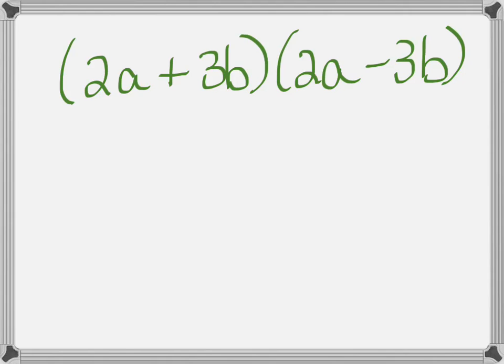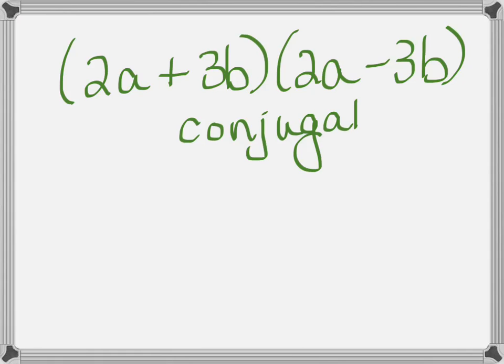Here's another example of two conjugates being multiplied together. Notice they have the exact same terms except the operation in the middle is opposite. One's a positive, one's a negative. Again, these are called conjugates. So we multiply 2a times 2a, and we get 4a squared.